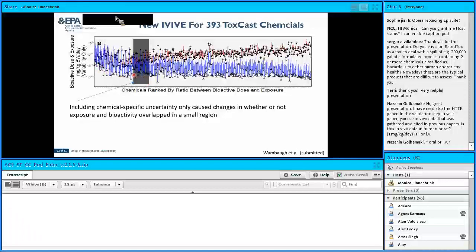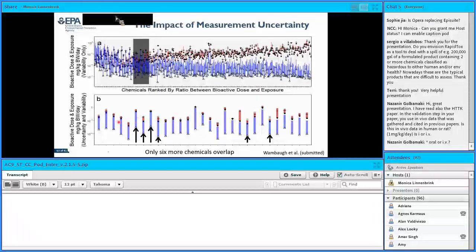We have the estimates of toxicity up here, and so if you just consider population variability like we always have in the past, you've got some chemicals over here that overlap, and the ones in the gray here do not quite overlap, and we can't see that yet. So I've zoomed this up, and here's the blue, red bioactivity, and there's actually only 6 additional chemicals that we find when you add uncertainty have a potential for overlap.